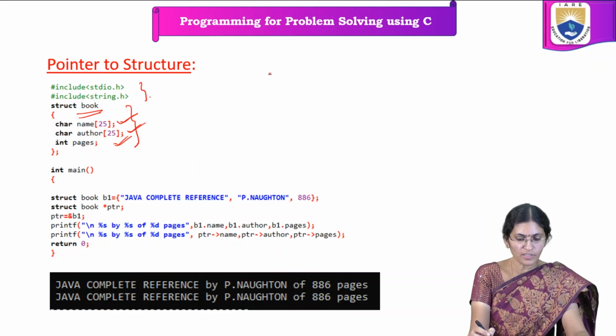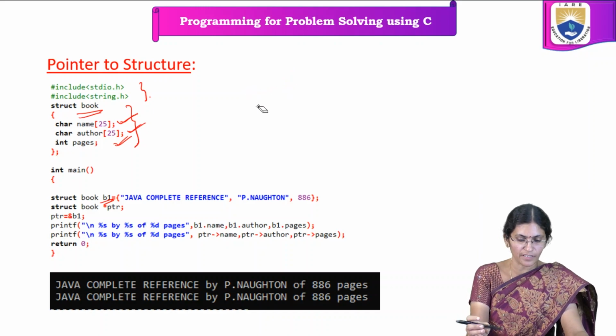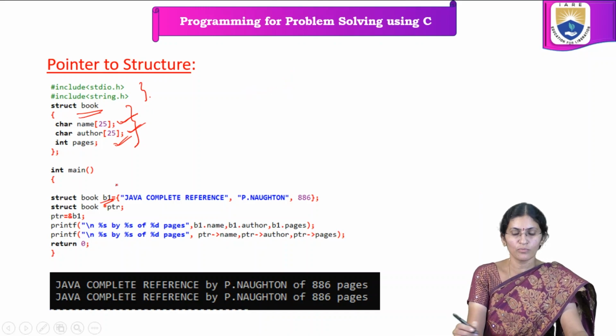So memory for this will be allocated. Once you declare the variable for this structure, you can find out the size of this structure book with the help of the sizeof operator. So sizeof, if you write B1 or you can write struct book also, with the help of that you can find out the size of this structure book.